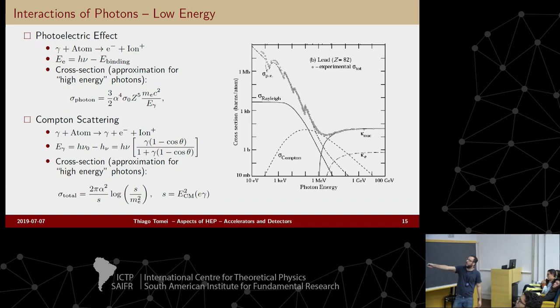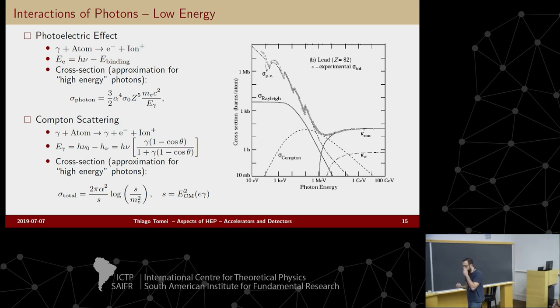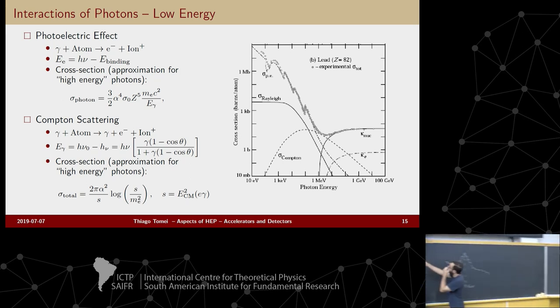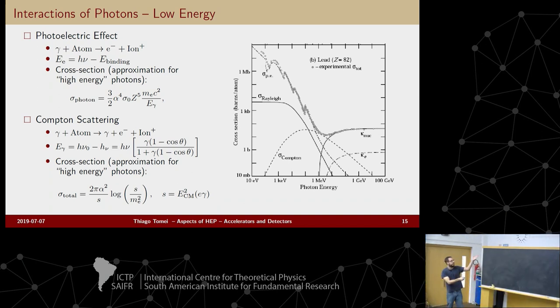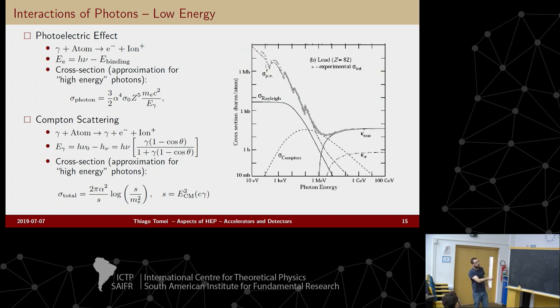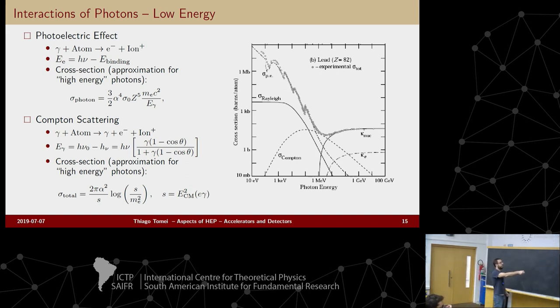Then Compton scattering kicks in. And Compton scattering is more or less the same process, but the photon is re-emitted. You know this, again, from modern physics. And if you do the approximation for high-energy photons, you will see that the sigma, the total cross-section, which is a measure of the probability of the photon actually interacting like this, goes with this expression here, which is logarithm of S over S, where S is the square of the center of mass energy of the electron-photon system here. If you plot this thing, you'll find out that it has a maximum, and it's what we are seeing here.